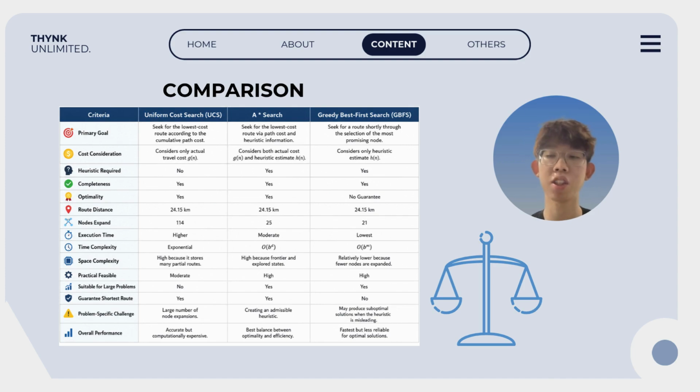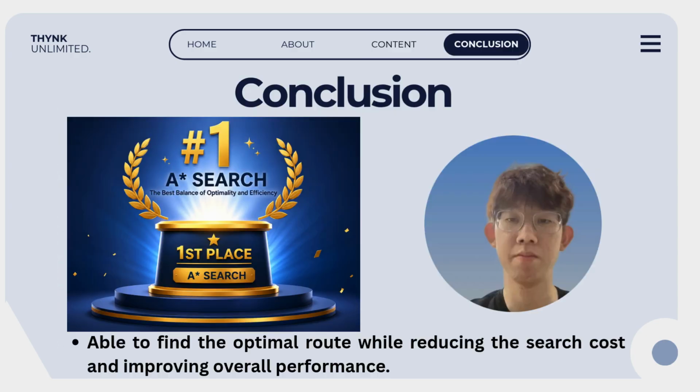UCS guarantees the shortest path but requires more computational resources. Among these three algorithms, A-star search provides the best trade-off between efficiency and optimality. In conclusion, A-star search is the most suitable algorithm for this route planning problem, as it is able to find the optimal route while reducing the search cost and improving overall performance.